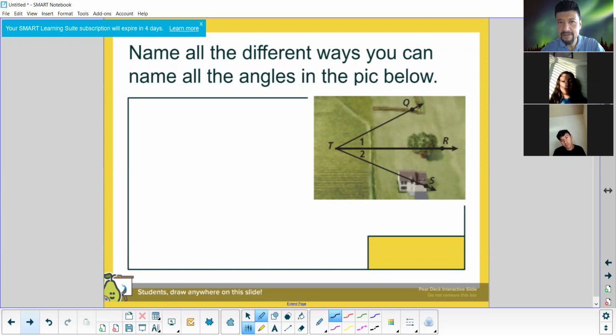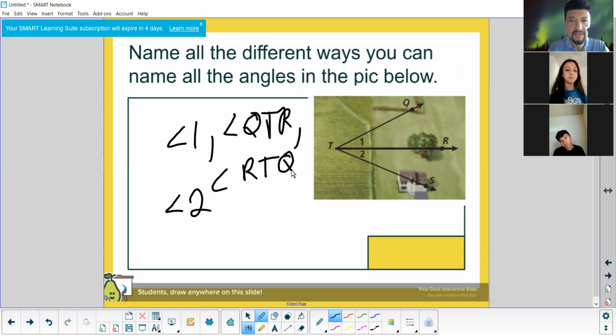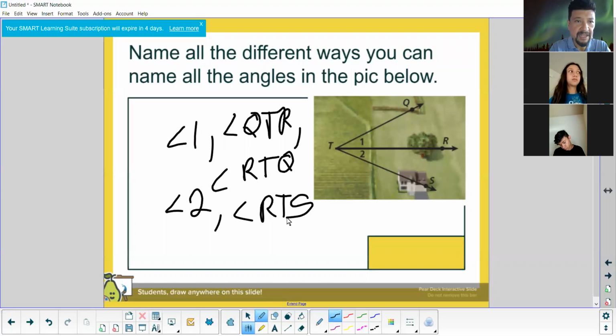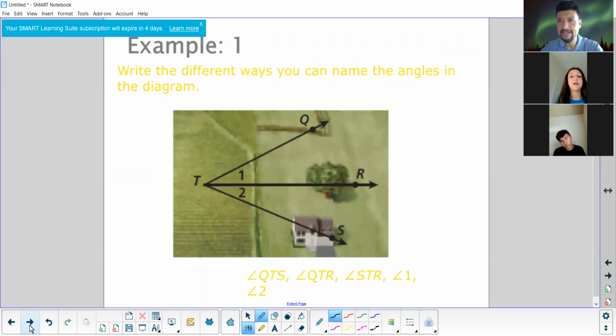Now, this one, you see this picture here? You can name this different ways, right? So I can name it angle 1, angle 2, I can name it angle QTR, and also I can name it angle RTQ. And the same thing here, I can name this one angle RTS. Now, can I name it angle T? No. Right? Because you see how it refers to several things? All right. And then here's all the answers to that example.